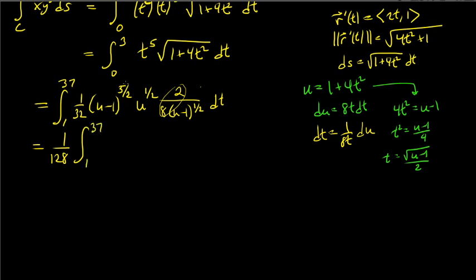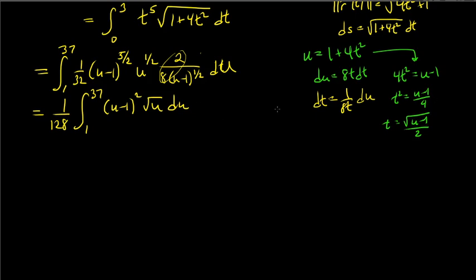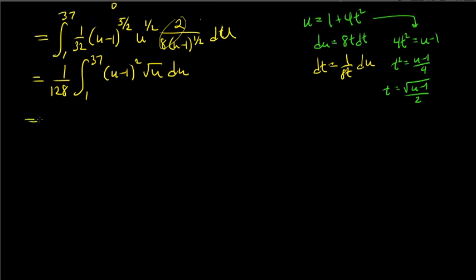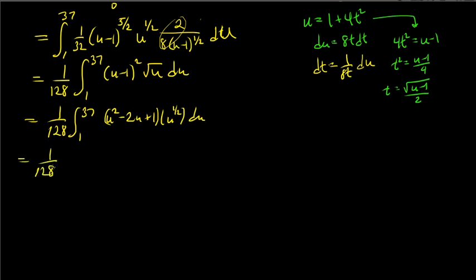Alrighty, that's not looking good. All right, and then (u minus 1) to the 5/2 divided by (u minus 1) to the 1/2 is just (u minus 1) squared times the square root of u. And there should have been a du at this point. Okay, it's just a lot of algebra at this point, because it looks like we're just going to have to multiply all this out, right? (u squared minus 2u plus 1) times u to the 1/2. So we're going to get u to the 5 over 2 minus 2u to the 3 over 2 plus u to the 1 over 2 du.